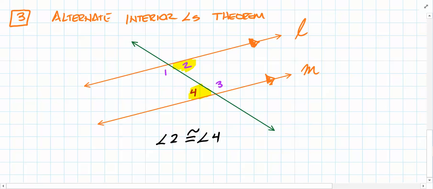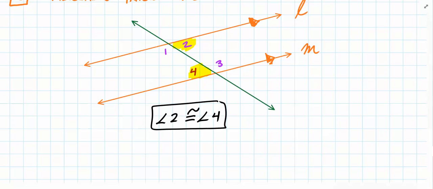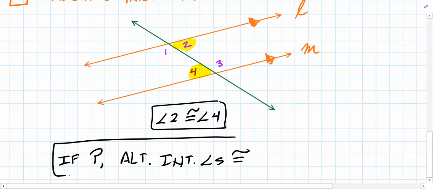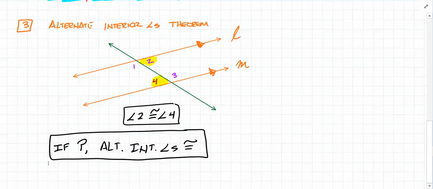So, what we have discovered here is this. If parallel, so if capital E parallel, then alternate interior angles are congruent. If 2 lines are parallel, in this case L and M are my parallel lines, there's the whole picture right there. L and M are parallel. And we just realized that 2 and 4 are the same.